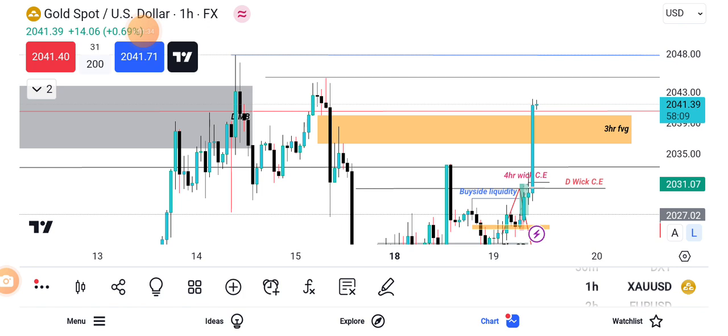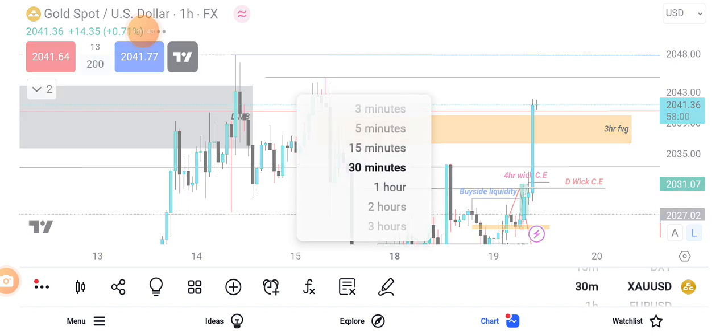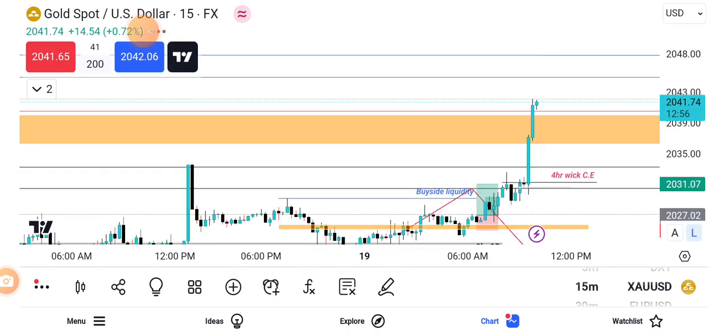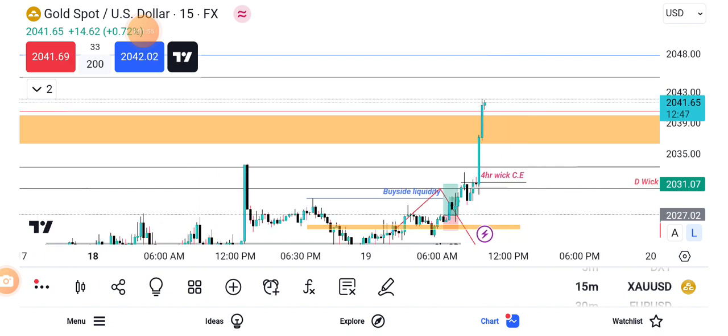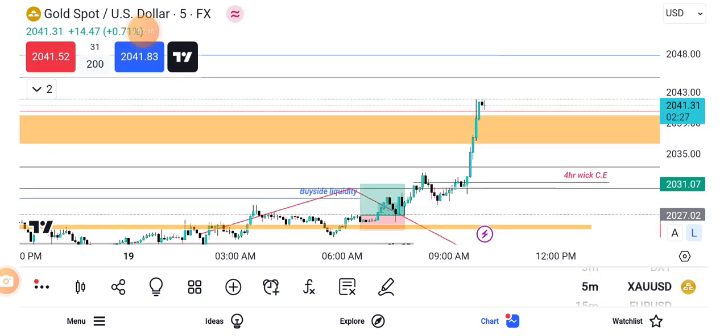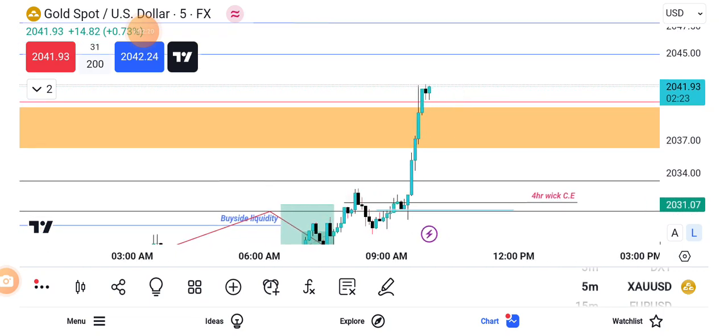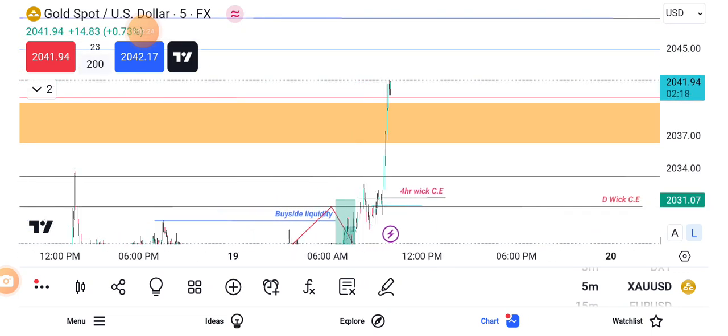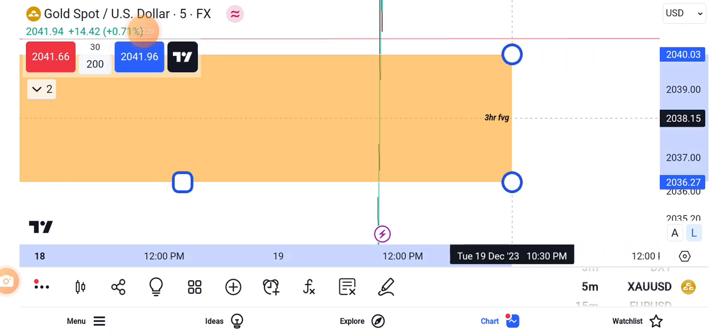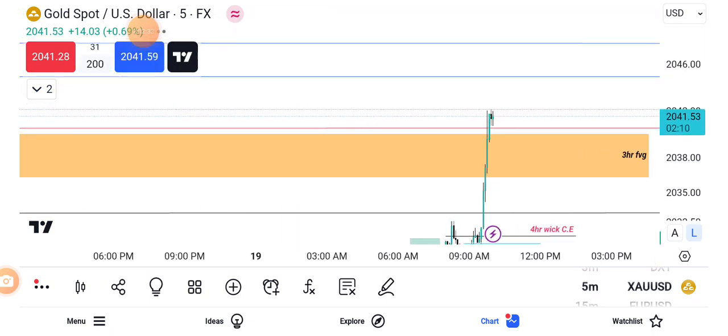Unless the next candle closes below this 3-hour inversion fair value gap, but for now I'm in bulls, man. I'm in bulls. So I want to see a fair value gap. And my entry will be inside that 3-hour inversion fair value gap now. So this zone, looking for my entry points inside that zone.